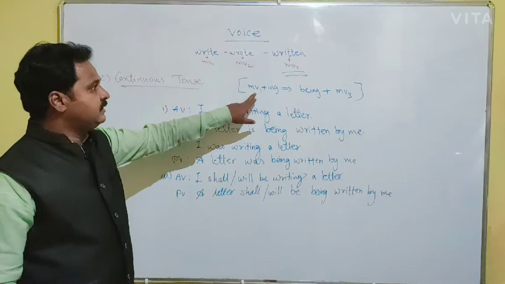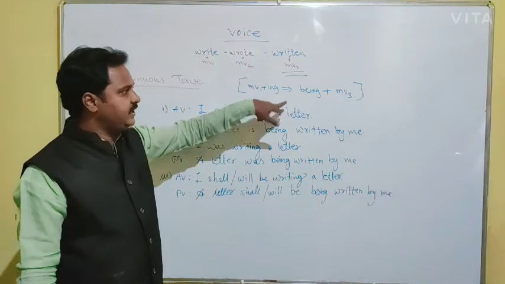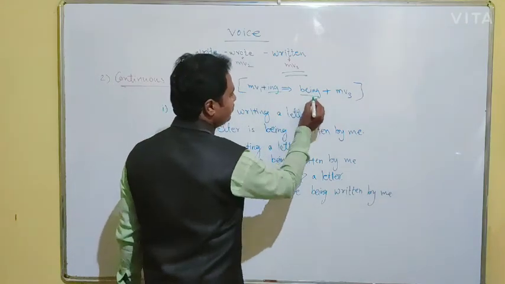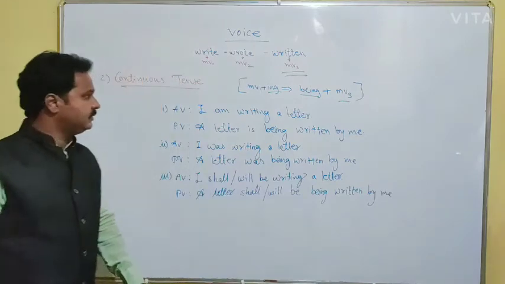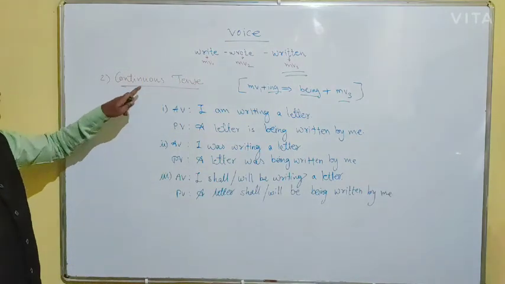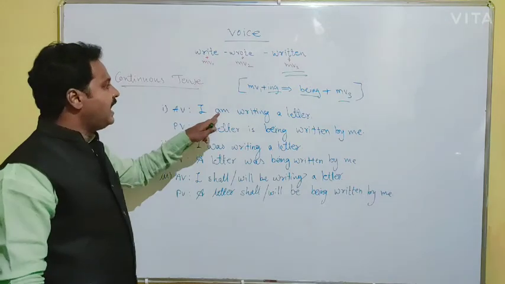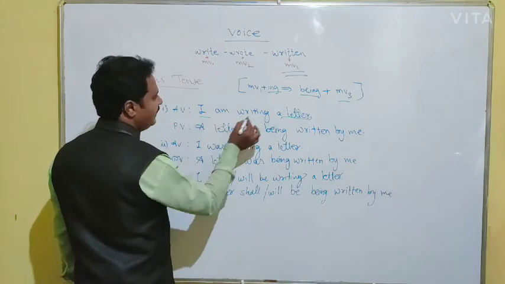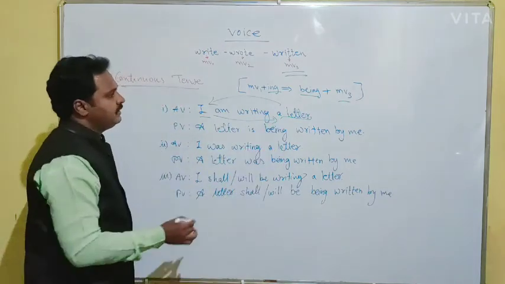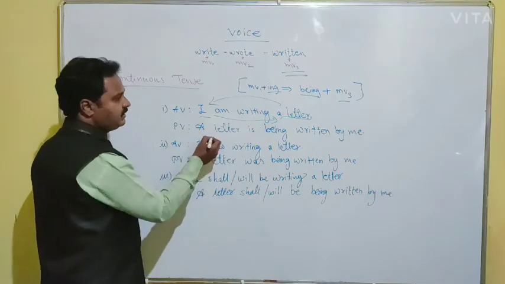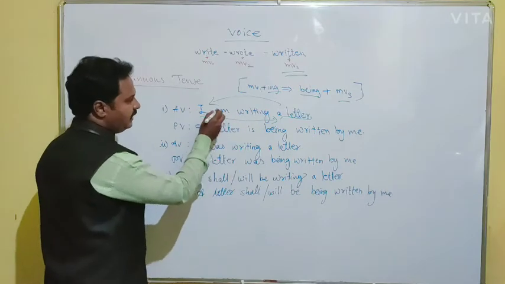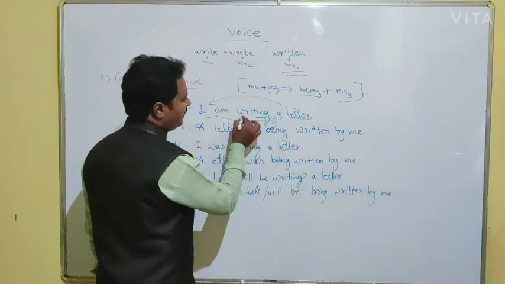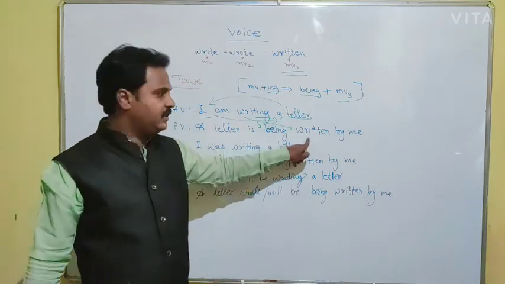Here in active voice, the main verb first form has ing, that is writing. While making passive voice, for ing we have to use being plus main verb third form. For example, continuous present tense. I am writing a letter. Here the object, a letter, and I interchange. Then am becomes is, because the letter is being. Being is used for the ing form, and the third form of writing, written by me.